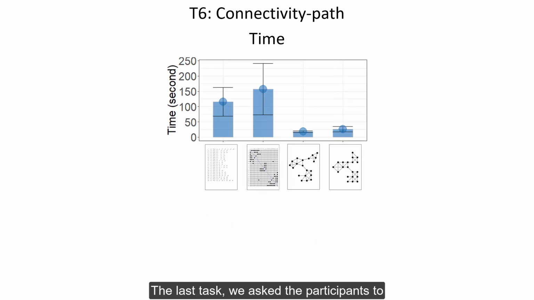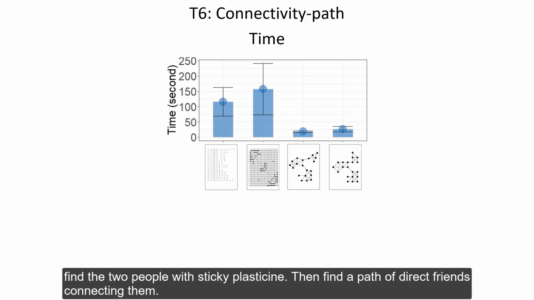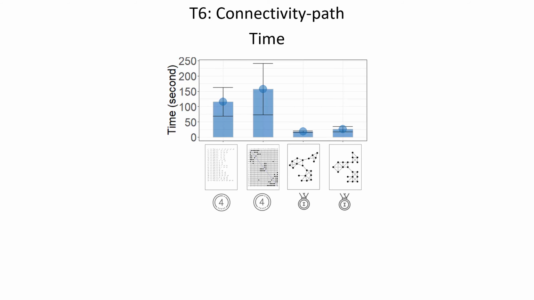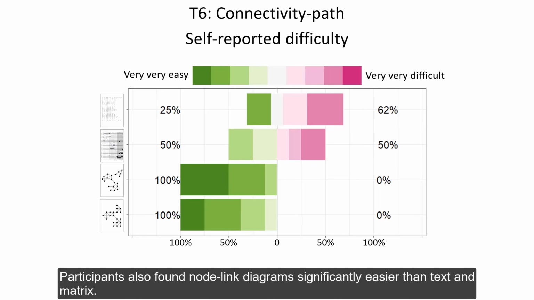The last task, we asked participants to find the 2 people with sticky plasticine, then find a path of direct friends connecting them. We found the node link diagram was significantly faster than text and matrix. Participants also found node-link diagrams significantly easier than text and matrix.